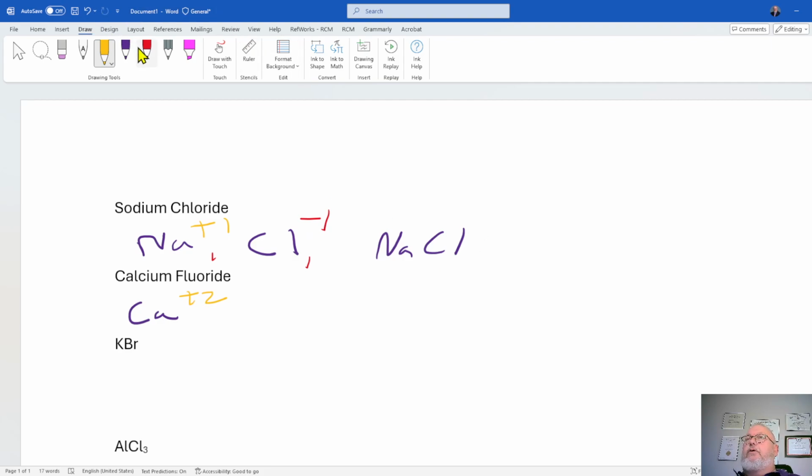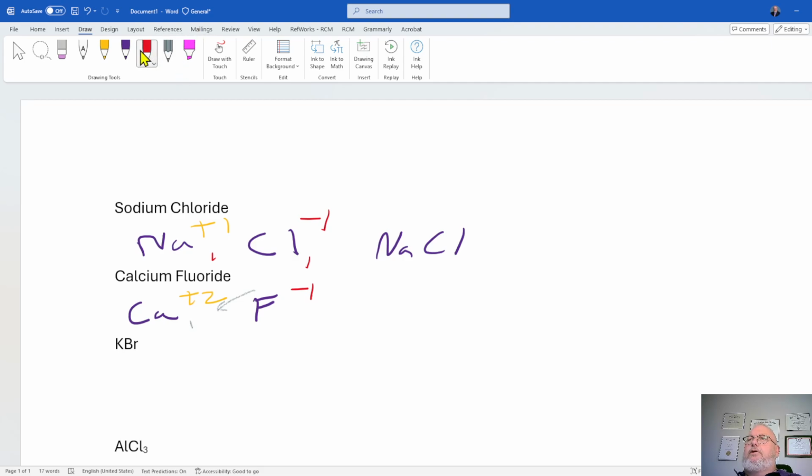So let's find fluorine here real quick. So I got fluorine, that's an F. And I notice that it's a -1 charge. And this is going to be a little different. So to balance this out, I'll need 2 fluorines. And one of the ways you can do this is what we call crisscross. Take that one down there.